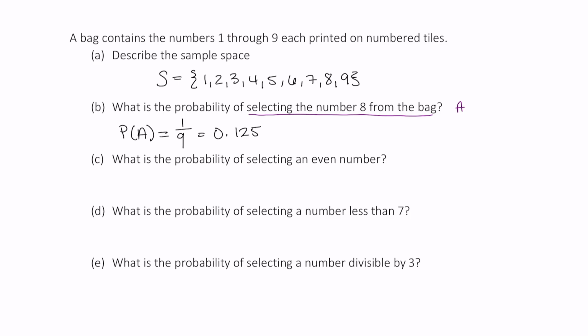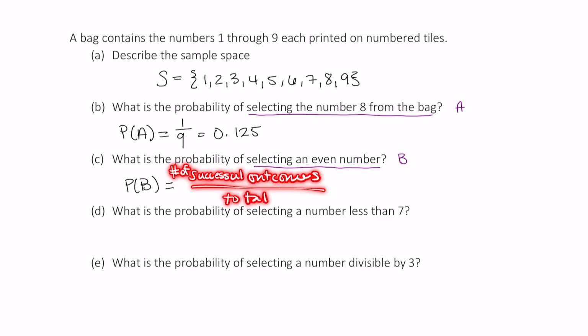Let's go ahead and call selecting an even number event B. Then in probability notation again, probability of B is, well, remember, we have to count up the number of successful outcomes. In this case, a success is an even number, so number of successful outcomes divided by total outcomes.